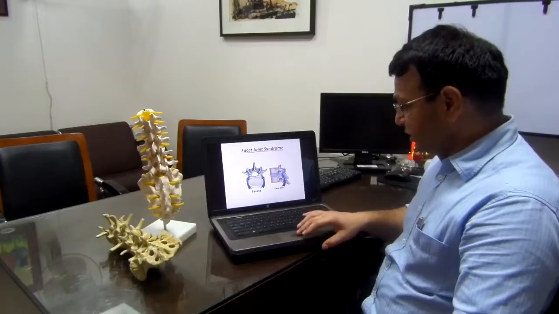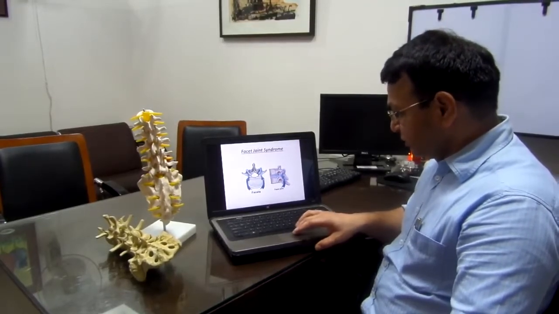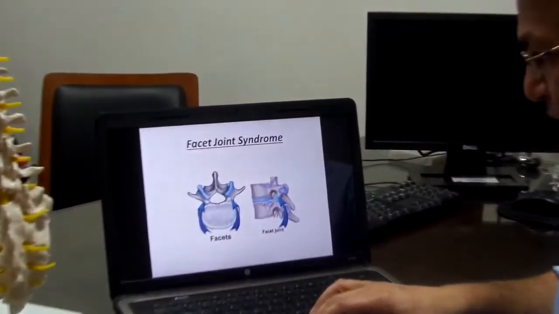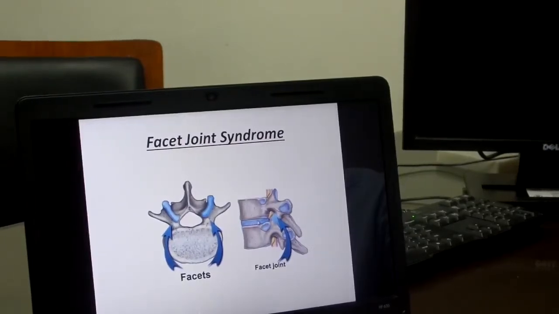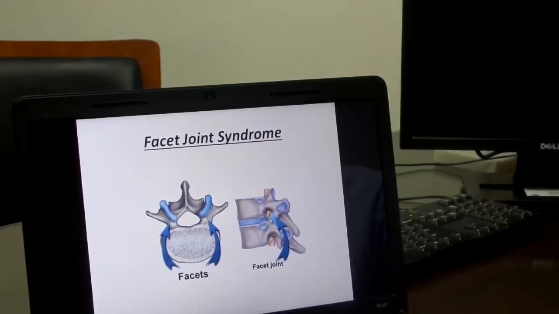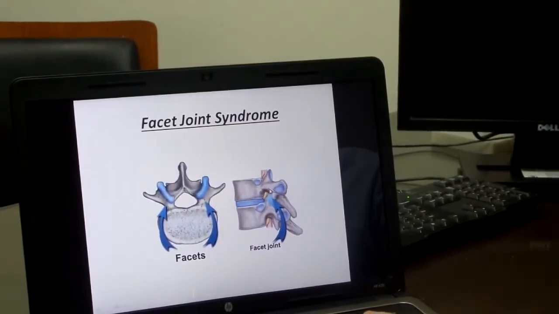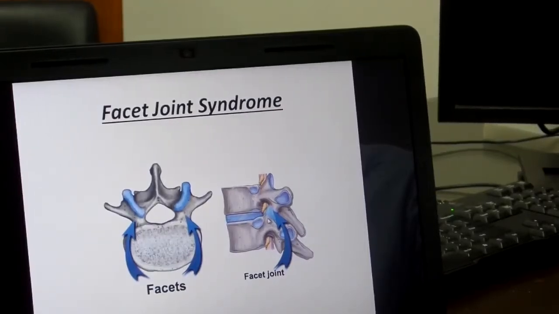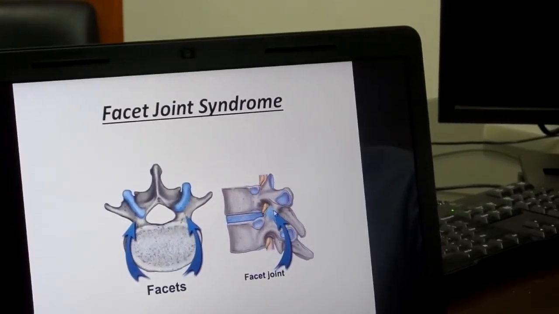We can see here again in the picture. This is the vertebra on the top, this is the vertebra below. In between the two vertebrae we can see this blue colored thing. This is called an intervertebral disc, and in the back we can see this bone is coming from this vertebra and going down, and this bone is coming from this vertebra and going up, and in between these two, this is the facet joint where the movements of the back happen.